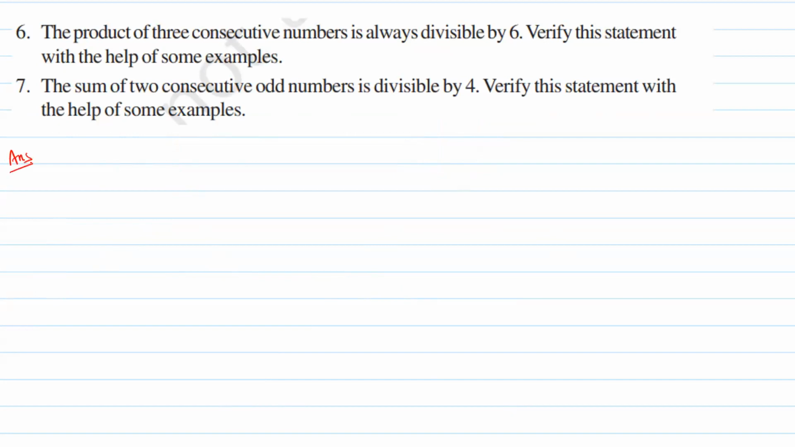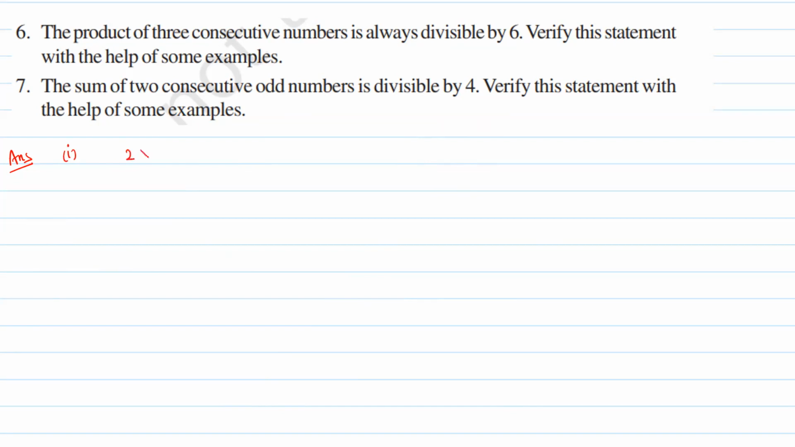Coming to the answer 6, the product of three consecutive numbers is always divisible by 6. Verify the statement with the help of some example. Okay. So, the product of three consecutive numbers. Let's take a product of three consecutive numbers. Any three consecutive numbers we can take.